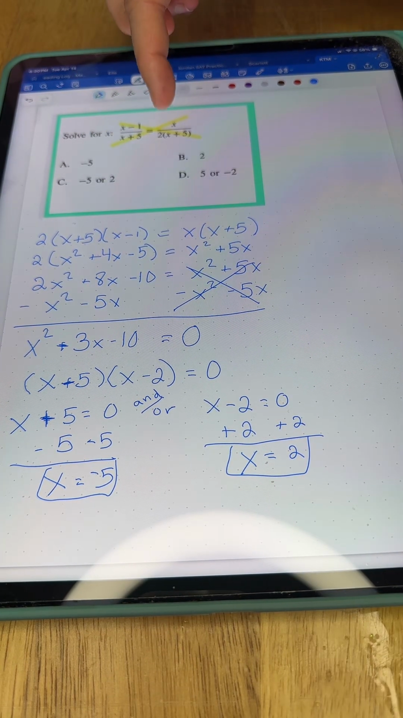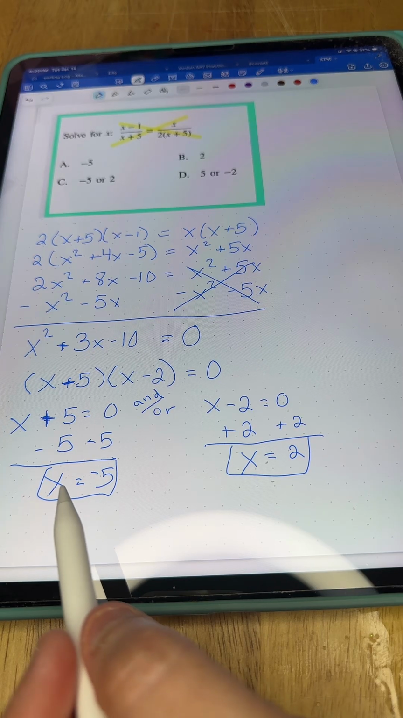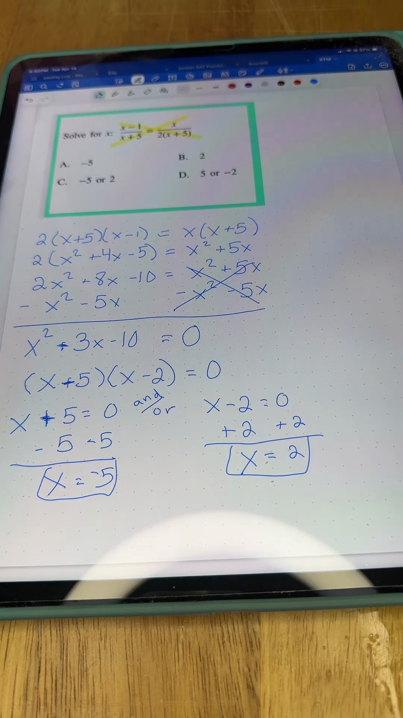However, we have to go back up here and look at the problem. When you are dividing, your denominator cannot equal 0. That's not possible. You cannot divide 10 pieces of candy by 0 people, because at least one person has to be holding the candy, right? You cannot divide by 0. Not possible.